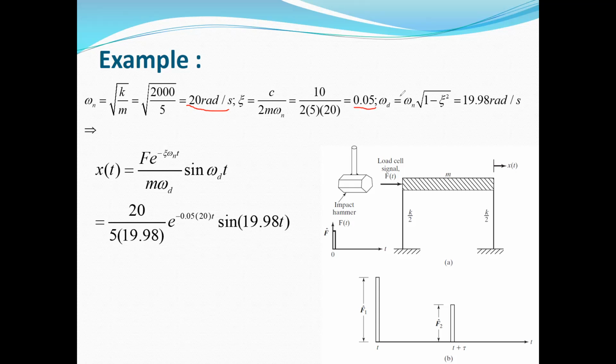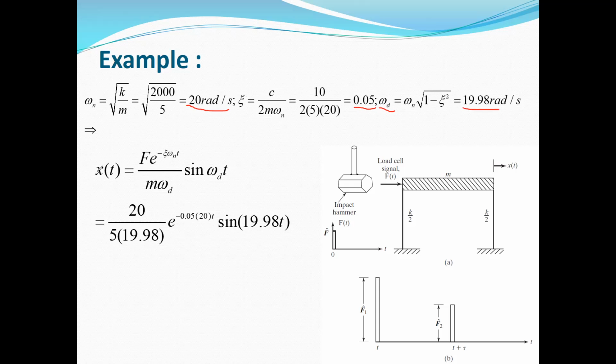We can calculate the frequency of the damped vibration, which is omega d, and it's a function of omega n and psi, or the natural frequency and the damping ratio, and it's equal to 19.98. As you can see, because the damping ratio is very small, the frequency of the damped system is almost equal to the natural frequency of the system. So we have omega d, psi, and omega n.